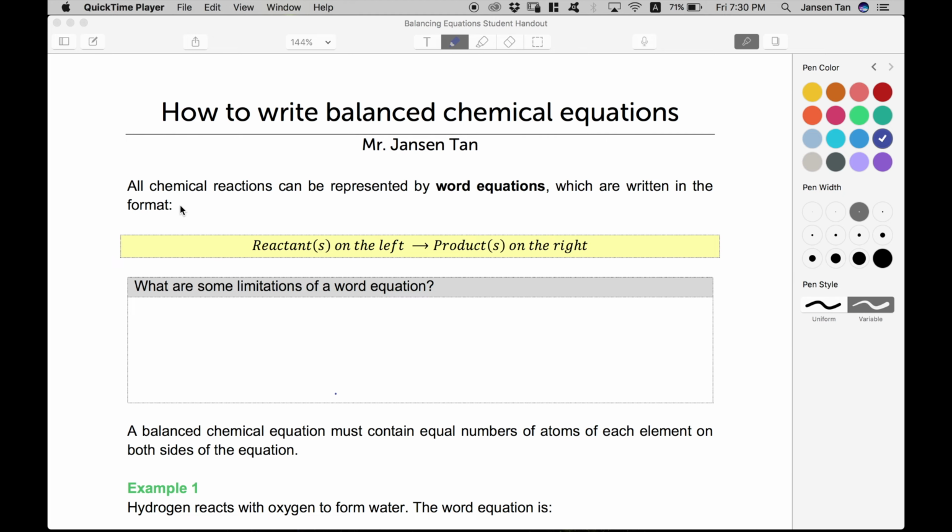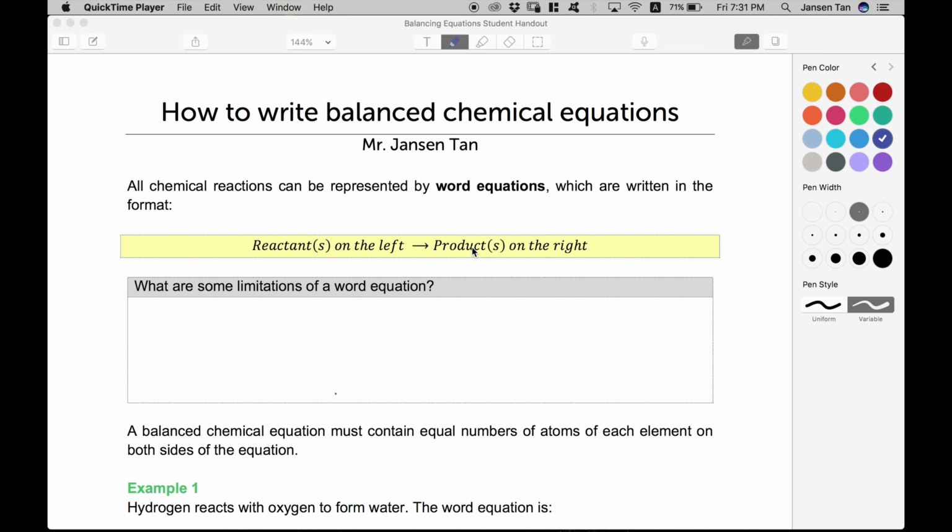So by now you should be able to write word equations, and in a word equation we see that on the left hand side we put the reactants, and on the right hand side we have the products. But then why do we have to go one more step to write a chemical equation? So pause the video, think about what the limitations of a word equation are, and we'll discuss that in a minute.